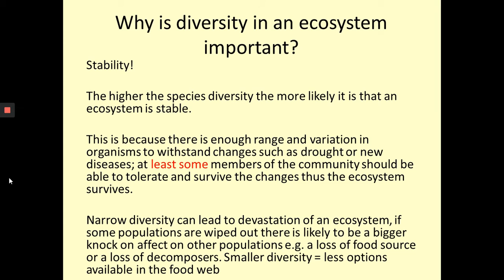That means if some populations are wiped out, there's likely to be a bigger knock-on effect on other populations. So the loss of one species might severely impact the food chain for other species, in a way that it wouldn't when they had alternative food sources, as they would have in a higher biodiversity ecosystem.